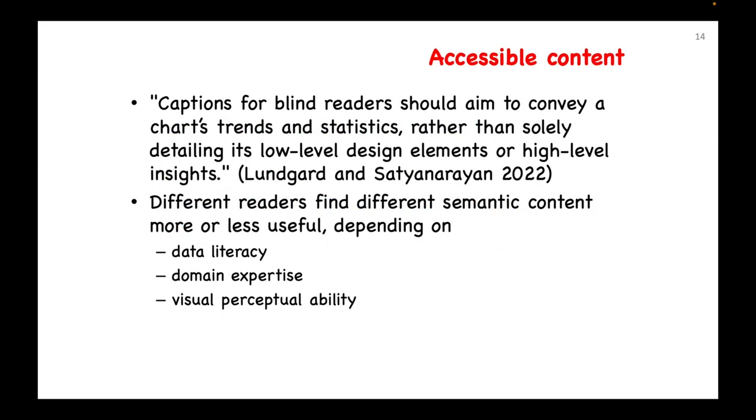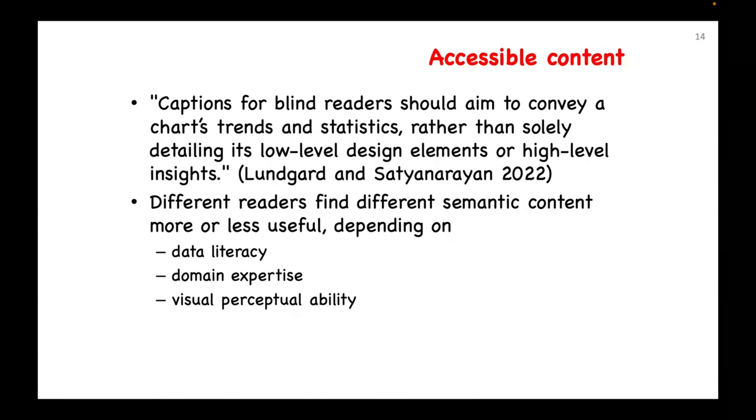Right, so how do we do useful text descriptions for our visualizations? There is some nice recent work which I'm going to summarize here in the next few minutes. This is Lundgard and Satyanarayan from earlier this year. Captions for blind readers should aim to convey a chart's trends and statistics rather than solely detailing its low-level design elements or high-level insights.